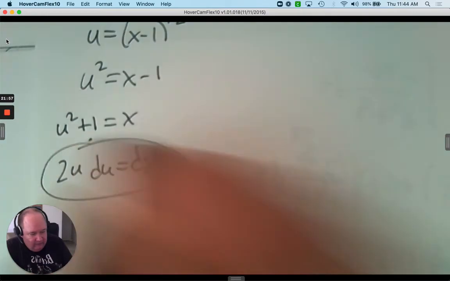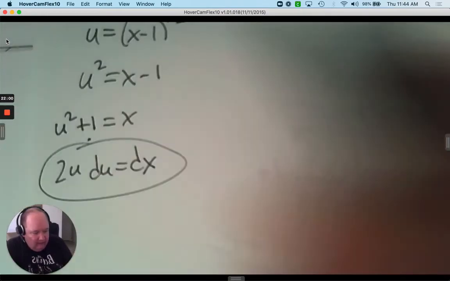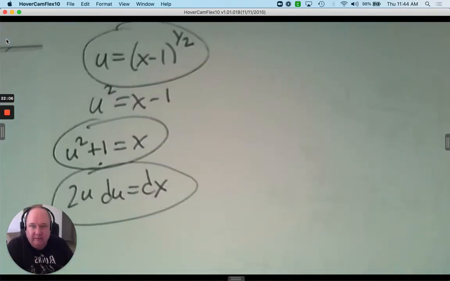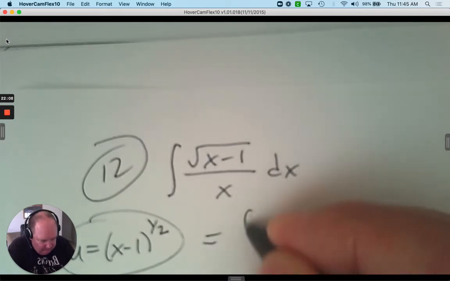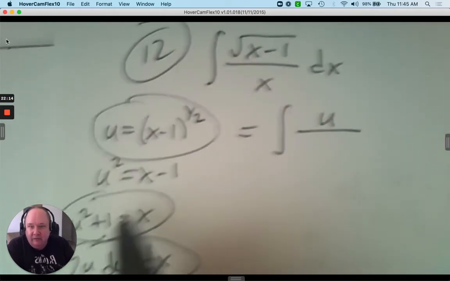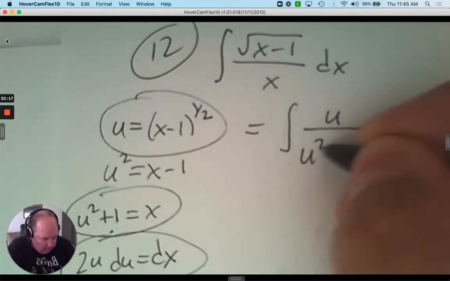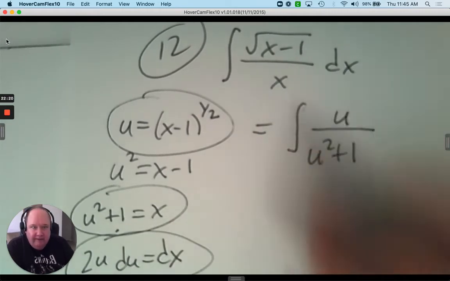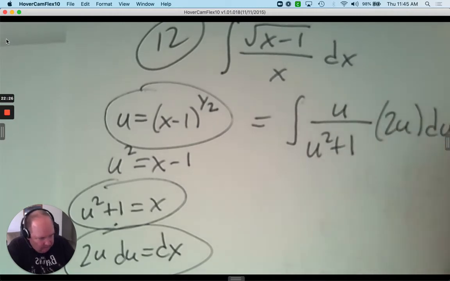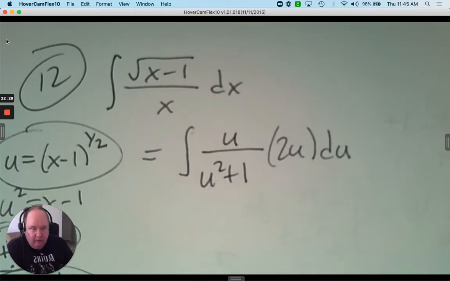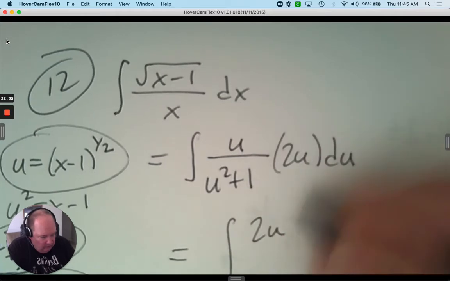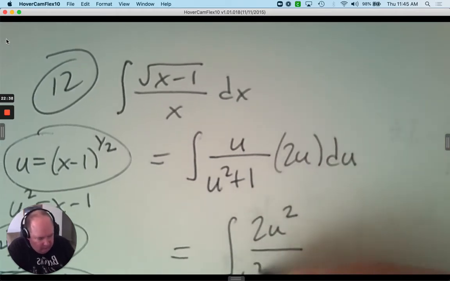So I need this, and I need all of it, right? I need x, and I need u. I need those three things. So I'm going to come back here and do a substitution. So obviously the square root of x subtract 1, that's just u. X, we said, was u squared plus 1. And then dx is 2u du. All right, we're going to put it together. So we have 2u squared over u squared plus 1 du.